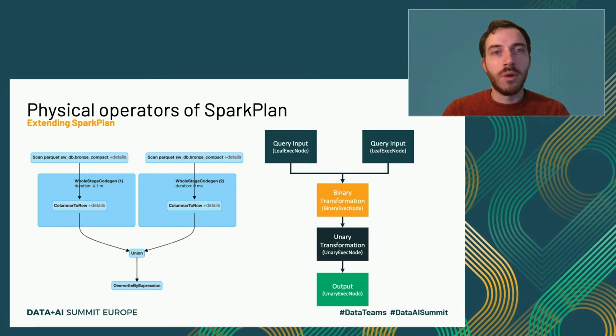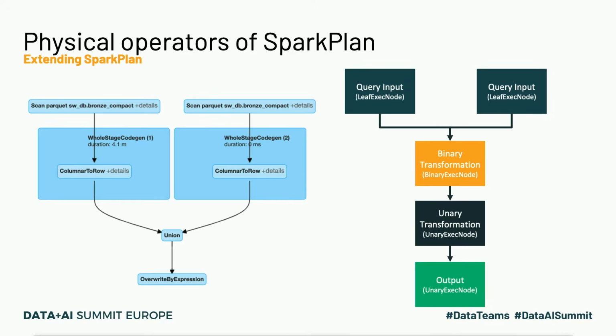So to make it a bit more visual, on the left, again, you see an example physical plan as shown in the Spark UI. Here you see different operators. Really, each of the boxes is basically an operator, right? You see scans at the top. You see transformations represented, for example, the columnar to row, but also union and override by expression.